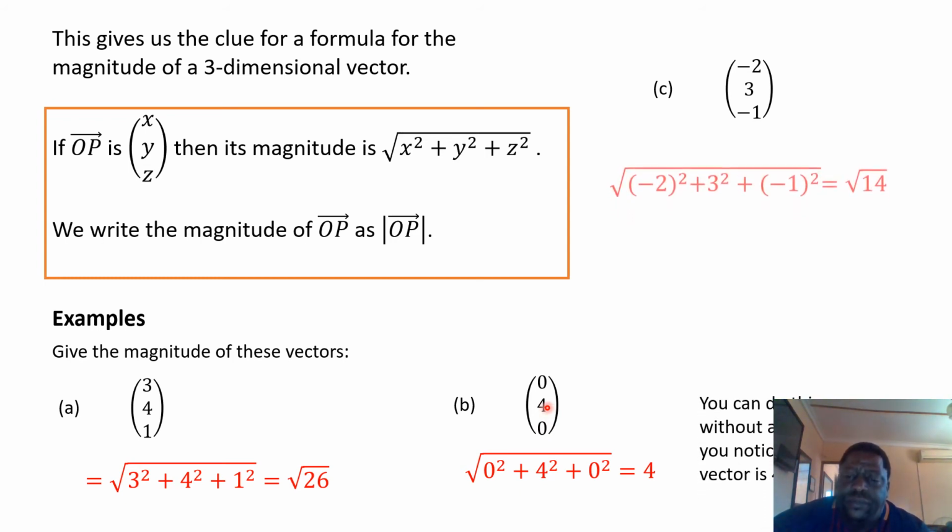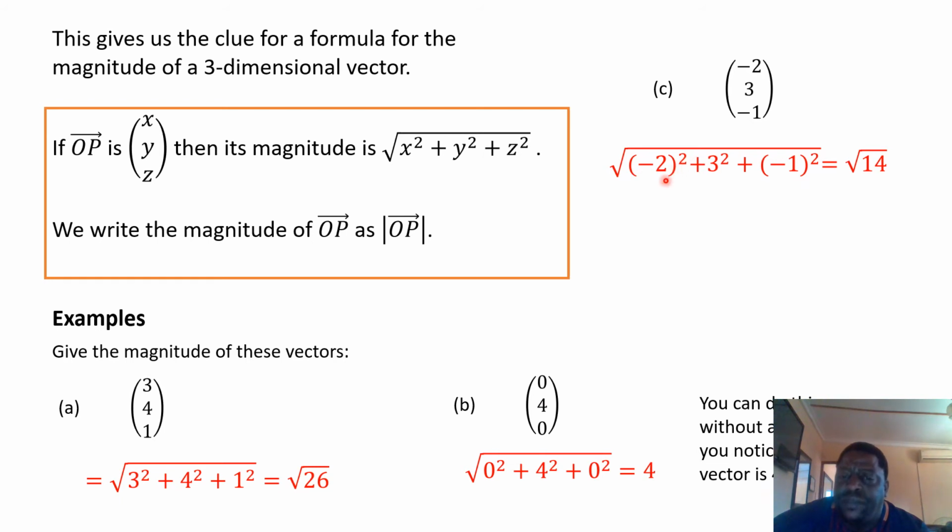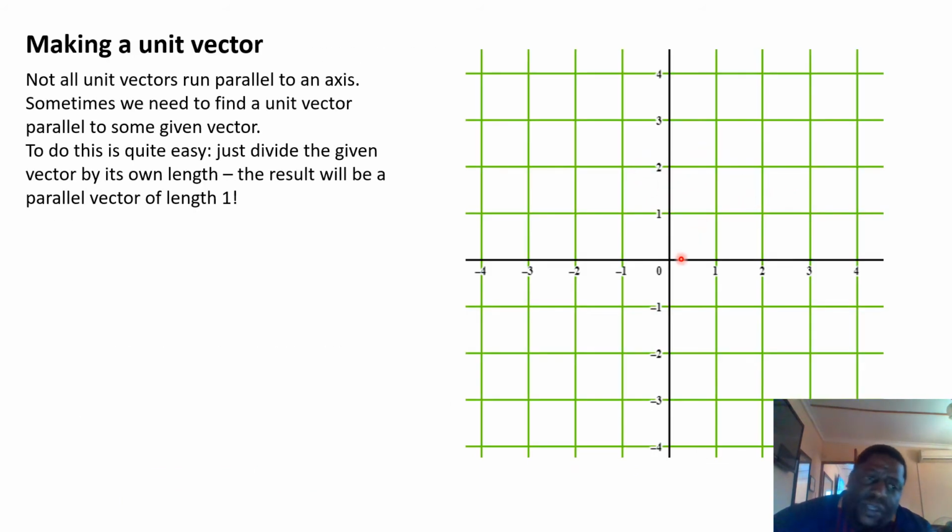Well, this one here, again, that's the concept where I said be very careful. So you put the negatives in brackets, or you can take them out if you want to. So how do you make a unit vector? Not all unit vectors run parallel to the x-axis. That is one of the things I mentioned right in the beginning when I said how you make a unit vector. And I said we have a fraction coming, a little bit of a tricky situation. To do this quite easily, you just divide the given vector by its own length. So we have to use the length in order to create unit vectors.